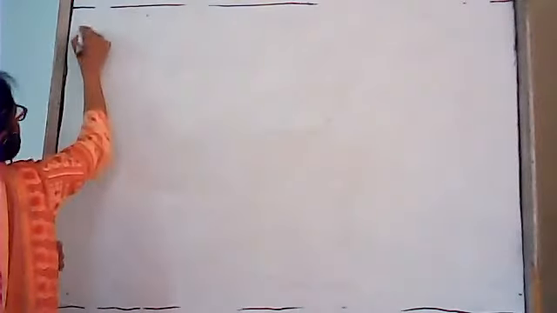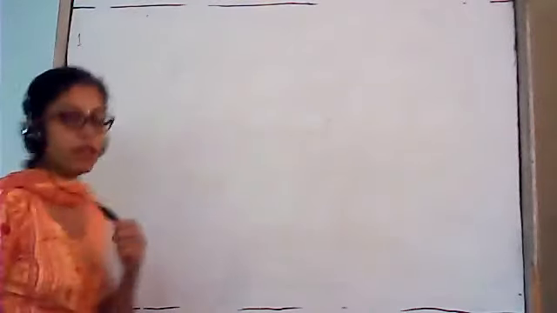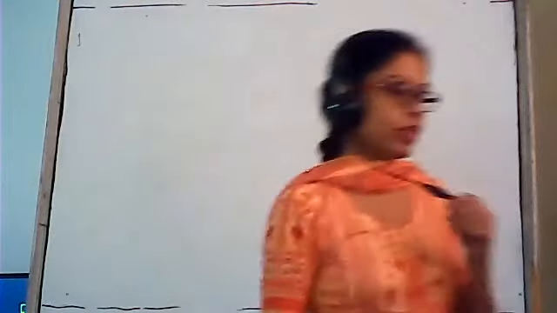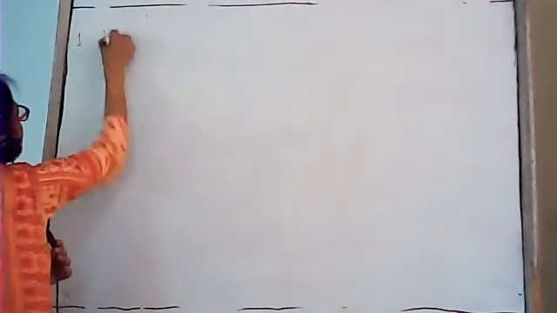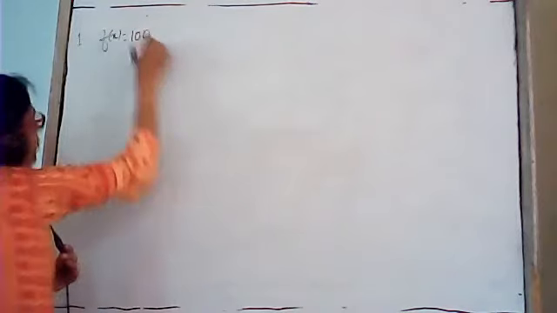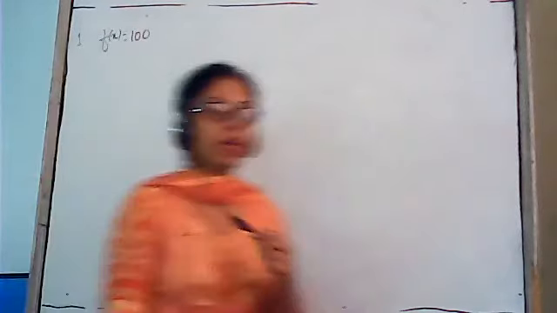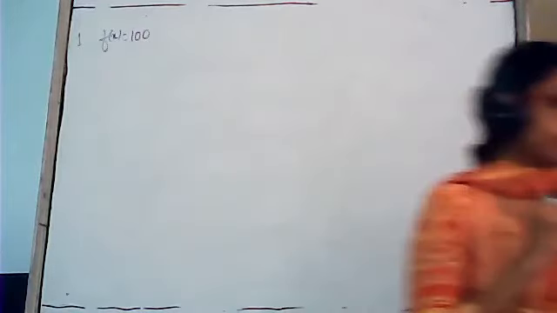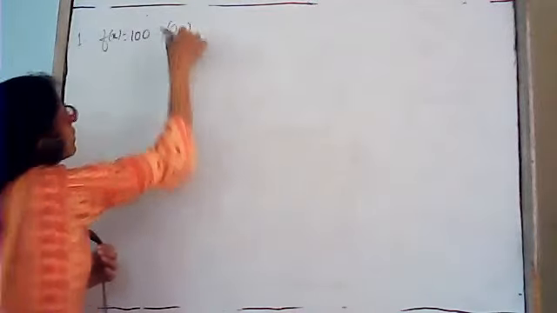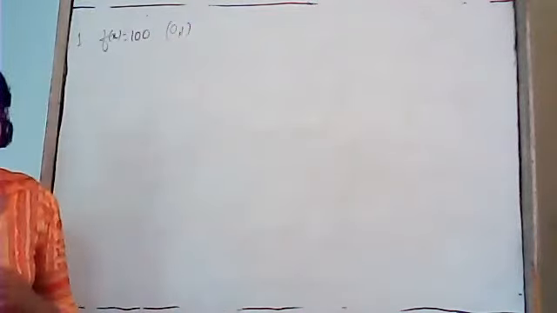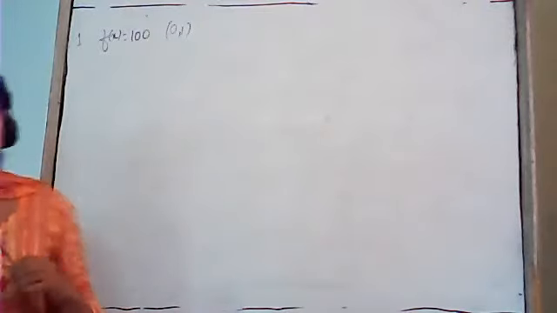Find the Fourier half range sine series of the function f(x) is equal to 100 in the interval 0 to 1.